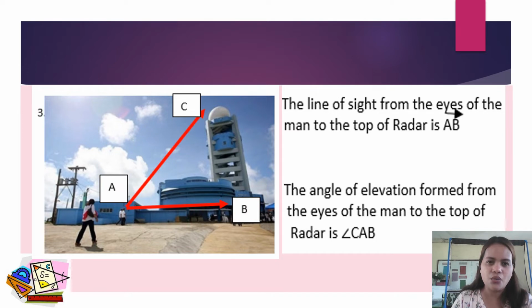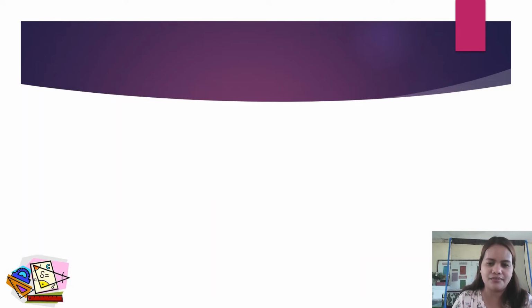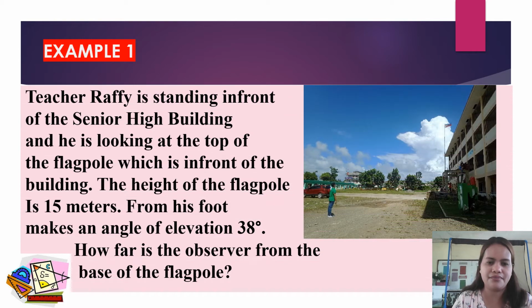So next, we're going to have an example. Example number 1. Teacher Rafi is standing in front of the senior high building and he is looking at the top of the flagpole which is in front of the building. The height of the flagpole is 15 meters. From his foot makes an angle of elevation 38 degrees. How far is the observer from the base of the flagpole? So, kukunin yung distance ni Sir Rafi, kung saan po siya nakatayo, yung distance niya away from the flagpole.